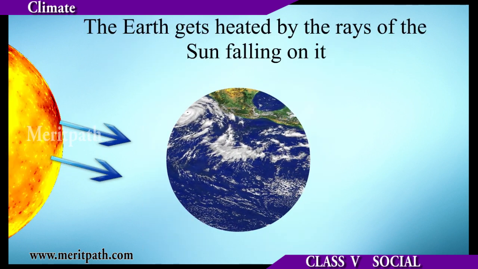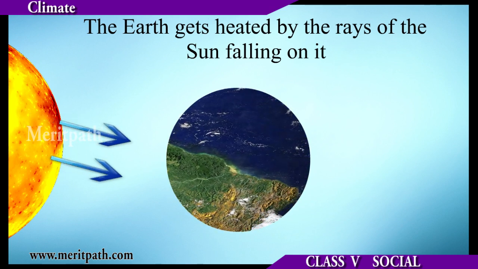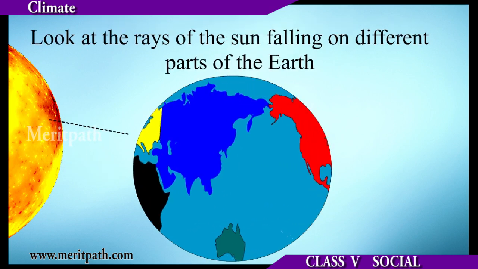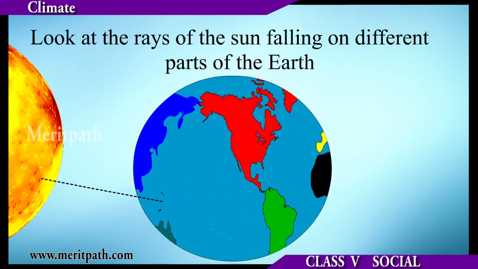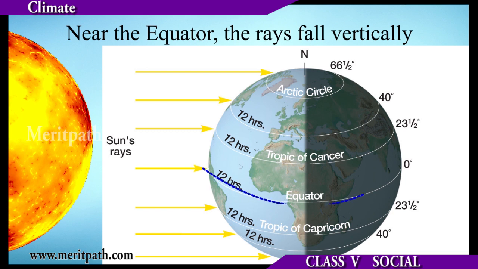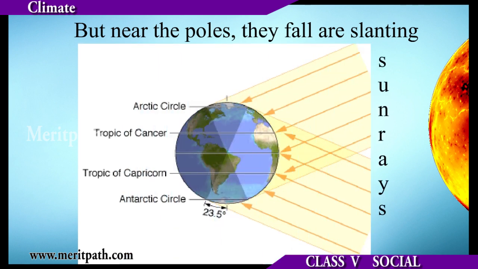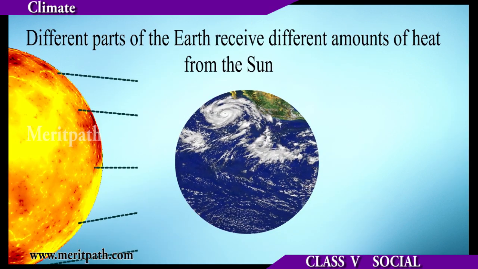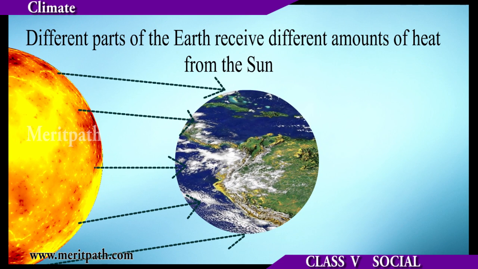latitude. The earth gets heated by the rays of the sun falling on it. Look at the rays of the sun falling on different parts of the earth. Near the equator, the rays fall vertically, but near the poles they fall slanting. Different parts of the earth receive different amounts of heat from the sun.